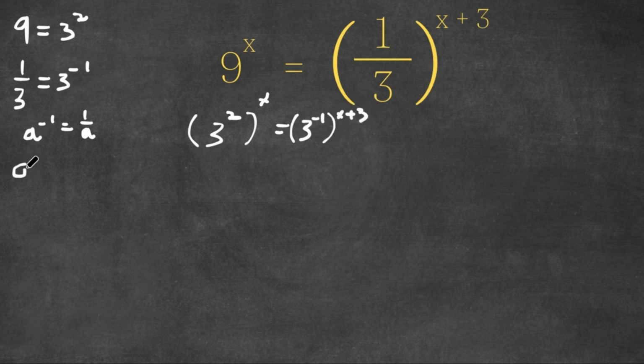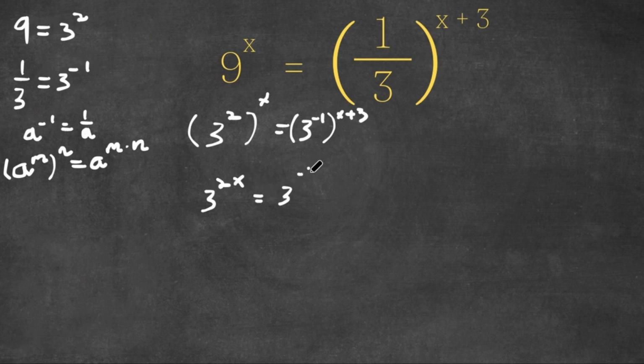Now, if we have something in the form a to the power of m to the power of n, this is equal to a to the power of m times n. So 3 to the power of 2 to the power of x is going to be equal to 3 to the power of 2 times x, which is simply 2x. And now this is equal to 3 to the power of negative 1 times x plus 3.